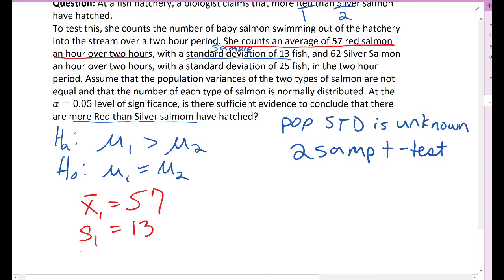And here's a little tricky part, n1. N1 is the total number of red salmon that she looks at over this 2-hour period. It says that she counts an average of 57 red salmon an hour for 2 hours. So she's out there for 2 hours, counting 57 salmon every hour for 2 hours. Our n1 is going to be 57 times 2.